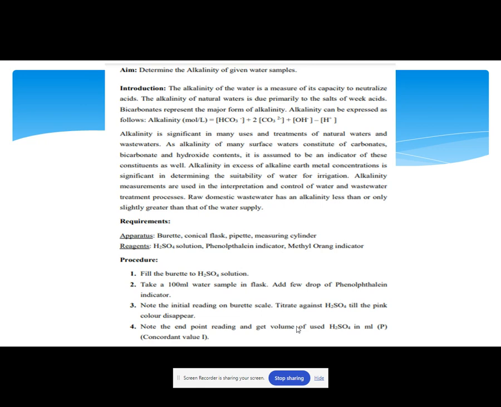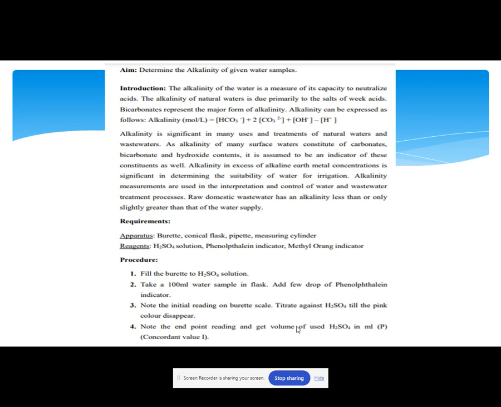Next we have the experiment determination of the alkalinity of a given water sample. Here also we require volumetric analysis, that is titration. In this we are using any acid, HCl or H2SO4, as titrant. The alkalinity of water is the measure of the capacity to neutralize acid. In this we want to determine the presence of HCO3- ion, that is bicarbonate ion, CO3 2- ion, that is carbonate ion, and OH- ion, that is hydroxide ion in the water.